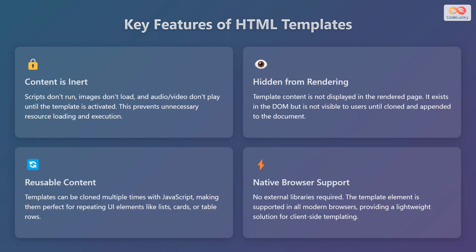Let's explore the key features of HTML templates. First, the content is inert. Scripts don't run, images don't load, and audio or video doesn't play until the template is activated. This prevents unnecessary resource loading and execution. Next, templates are hidden from rendering. Template content is not displayed in the rendered page. It exists in the document object model, but is not visible to users until cloned and appended to the document.